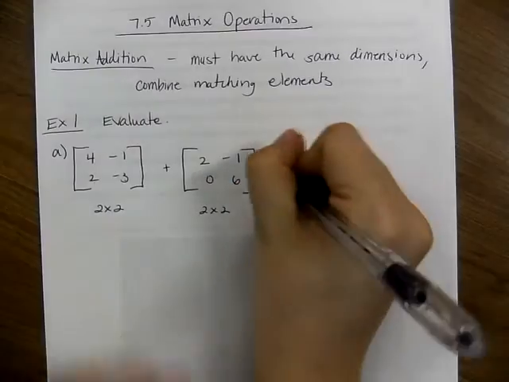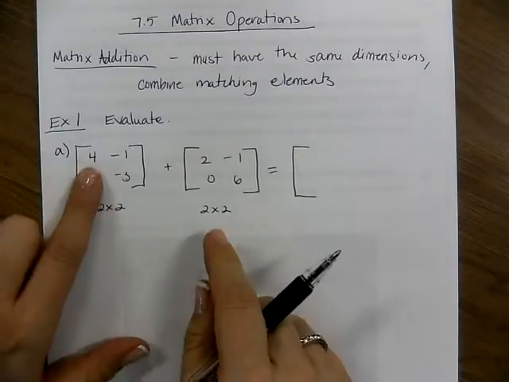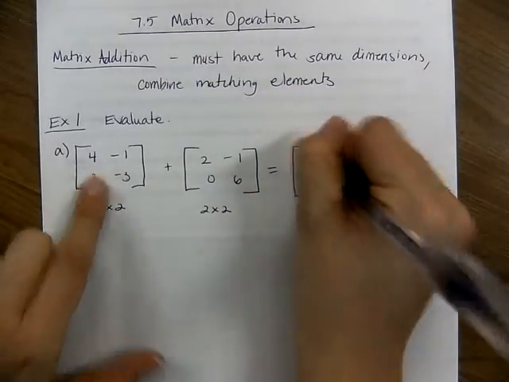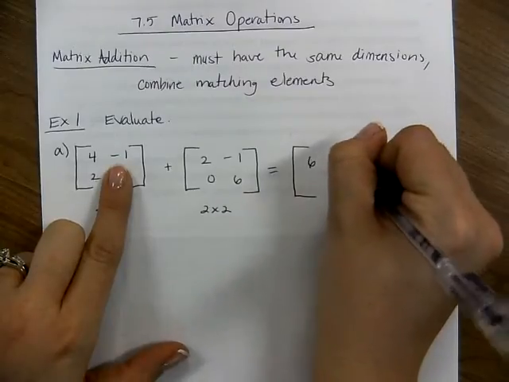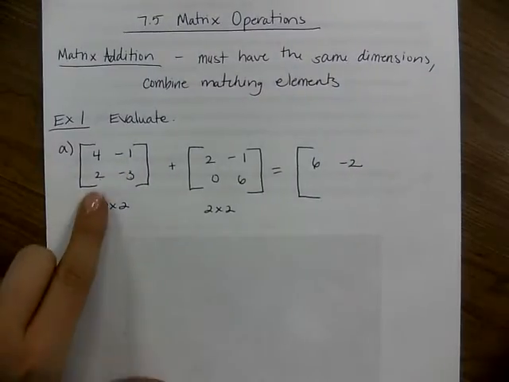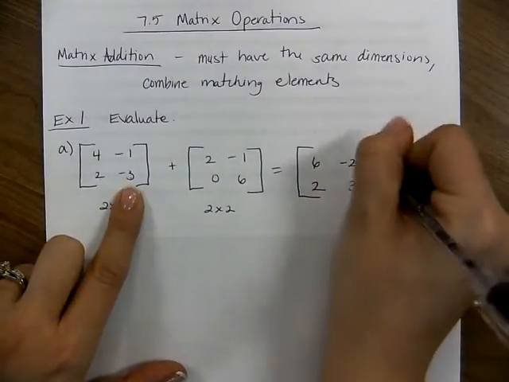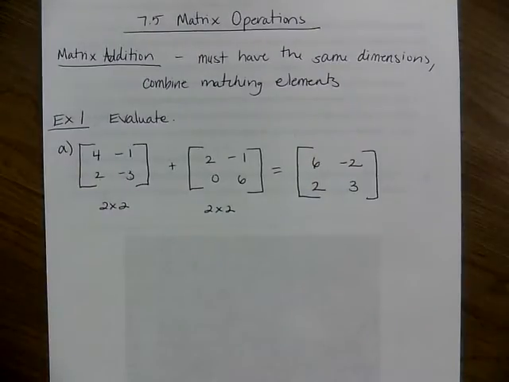So all you literally do is add the matching elements. You're going to add the first row, the first column elements together. So 4 plus 2 is 6. And then -1 plus -1 is -2. And then 2 plus 0 is 2. And -3 plus 6 is 3. So far so good? Okay, good.